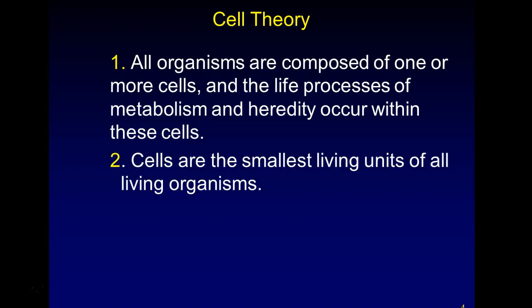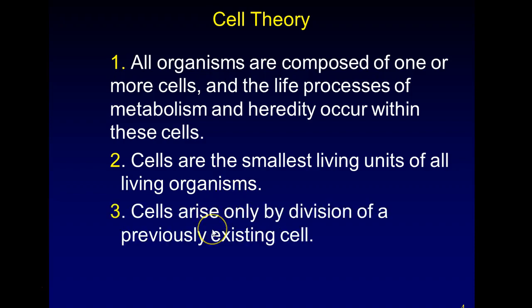2. Cells are the smallest living units of all living organisms. Now, we're not saying that cells are smaller than atoms. We're saying that they are the smallest living unit of all living organisms. They're made up of organelles, which are in turn made up of molecules, which are in turn made up of atoms. But cells are the first living unit. 3. Cells arise only by the division of a previously existing cell, which means cells just can't pop out of thin air. They have to come from another cell.